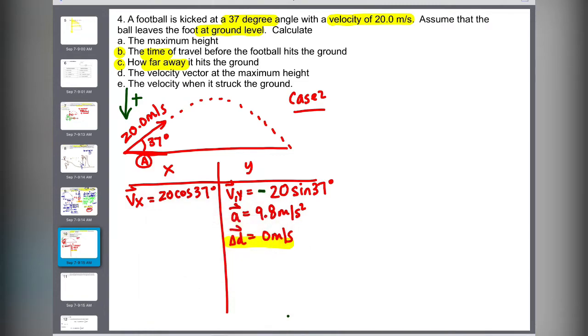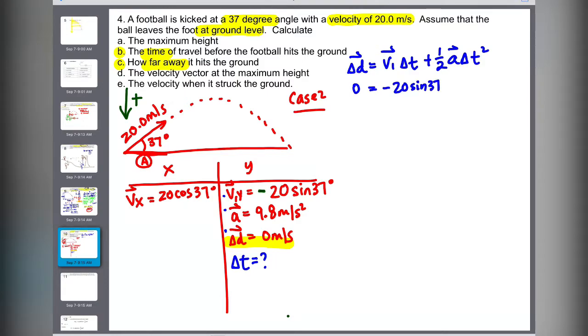So the first one asks for what is the time of the flight. So delta t is what I'm looking for. And when I have 3 givens and 1 unknown, I find the equation with d, v1, a, and t. I use the same equation as I have been doing for a long time. So delta d is v1 delta t plus 1/2 a delta t squared. Plug in the stuff I know. Delta d is 0. v1 is negative 20 sine of 37. I don't know what time is. I do know the half times a is 9.8, and I have t squared.